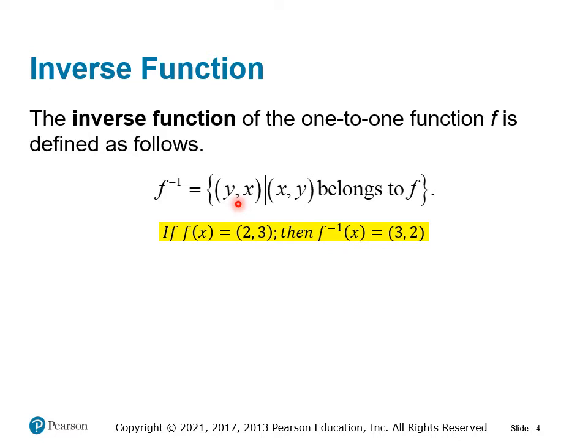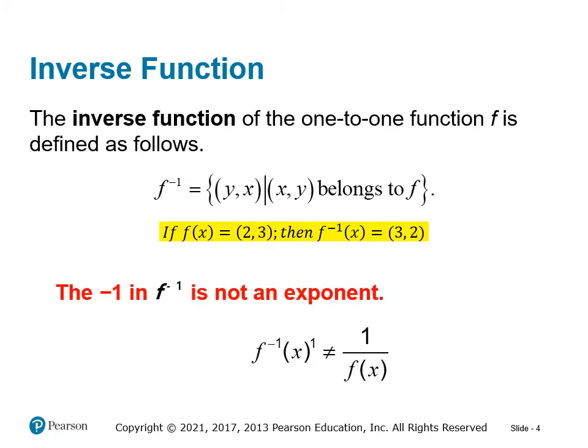For example, if the point (2, 3) is in the function f of x, then f inverse of x will have the point (3, 2). The x value of 2 becomes the y value in the inverse, and the y value of 3 becomes the x value in the inverse. And again, as I said, f to the negative 1 is not an exponent, it's just notation, and it's read as f inverse of x.